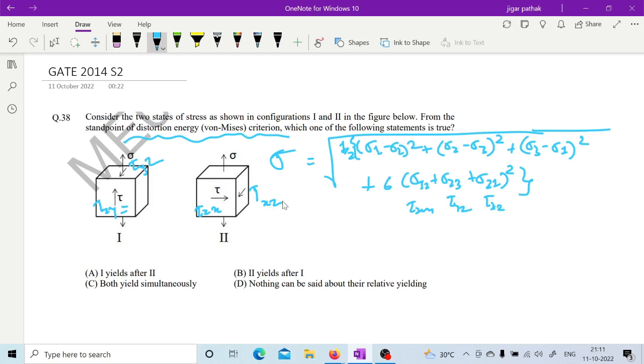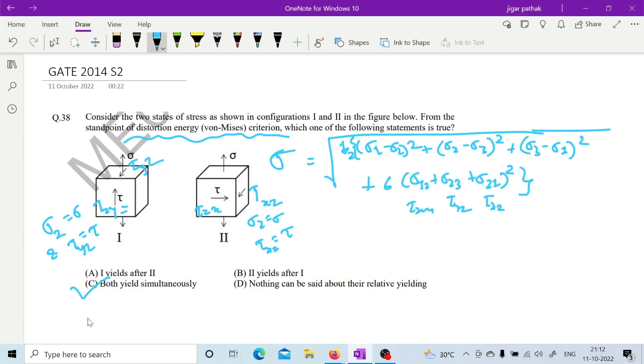So here you are having one normal stress and one shear stress present in both the cases. So in this case you are having sigma 2 and tau yz, but the magnitude is the same, right? Sigma 2 is equal to sigma and tau yz is equal to tau. Similarly in this case sigma 2 is equal to sigma and tau xz is equal to tau. If you put these values in this equation, what do you think? Both will be the same, right?